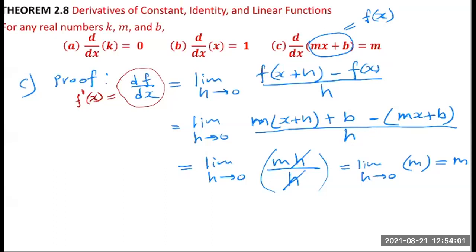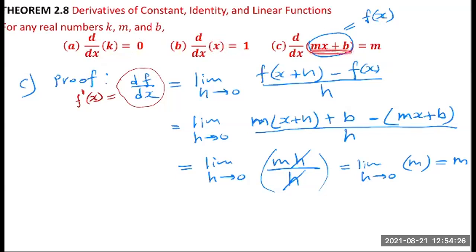Now let's try to apply this theorem to some of the examples. Here again, let's recall the theorem. If you have a constant, the derivative of a constant is equal to 0. If you have the identity function, the derivative d over dx of x is equal to 1. In other words, the derivative of the identity function is equal to 1.